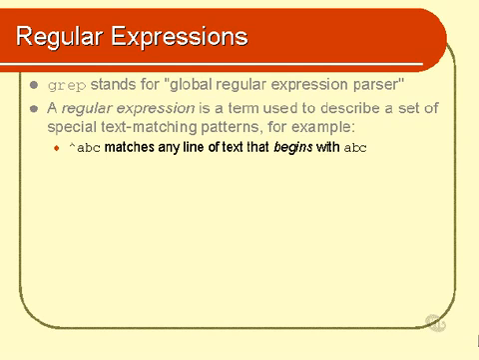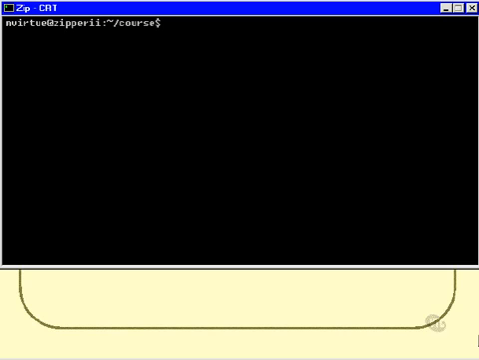The text matching pattern caret, or the little up hat symbol, matches the beginning of any line. So caret ABC matches any line of text that begins with ABC. Let's have a look at that in action using grep. I have a text file called sample in the current directory, and I'm going to search that file for lines that begin with ABC.